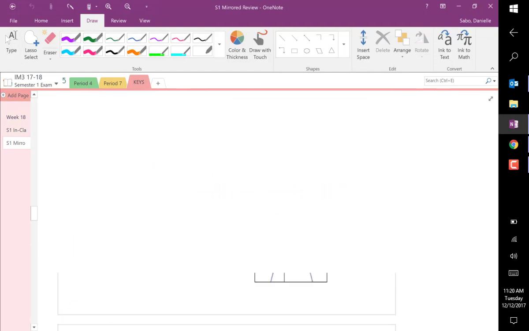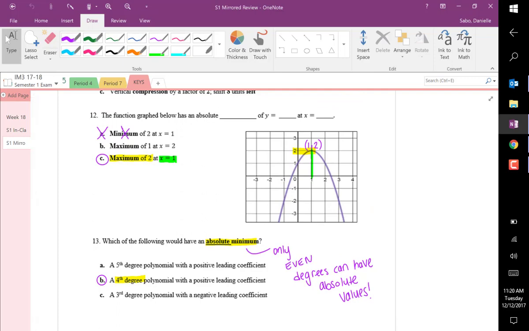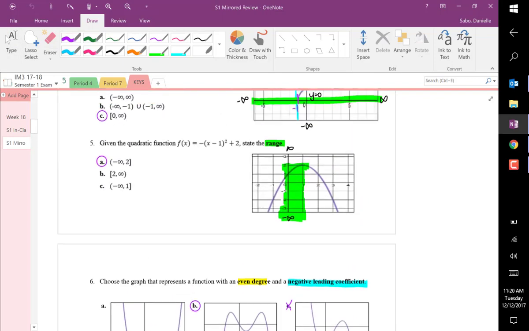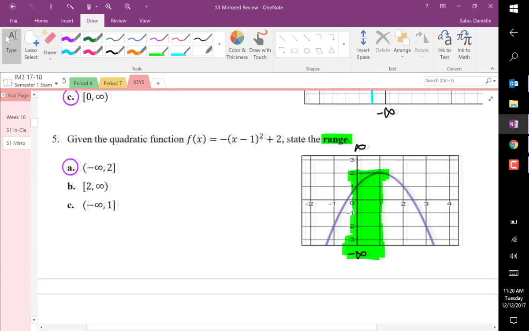Make sure that you're getting these right. And if you're getting them wrong, I want you to ask me now, because this is what you're going to be expected to know how to do on the final exam. So here's number 5. Check and see how you did. If you got it right, awesome.